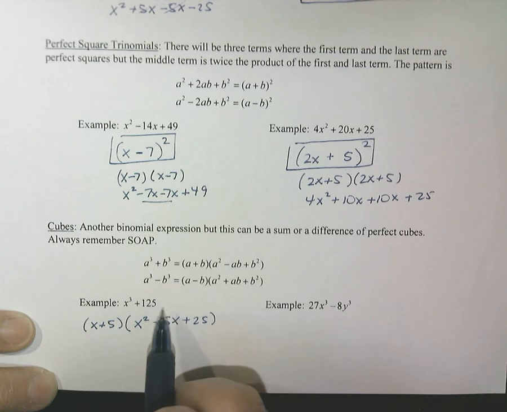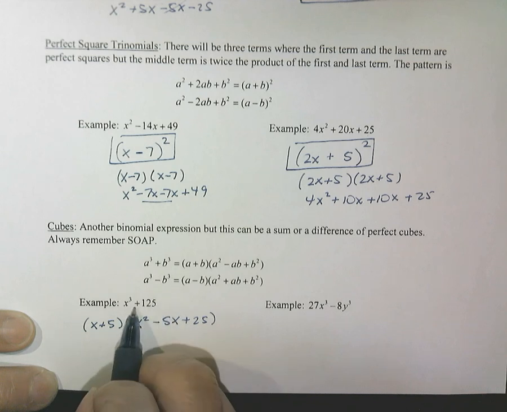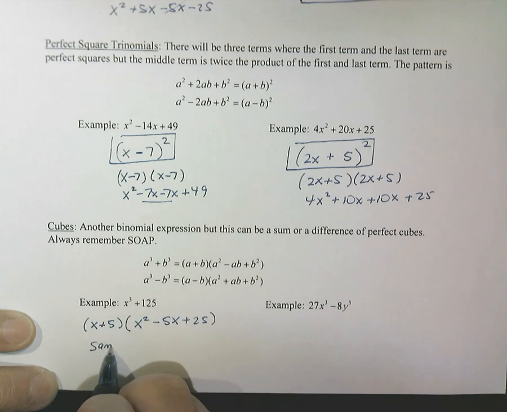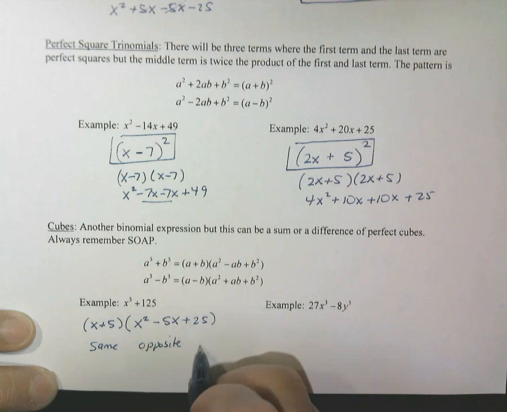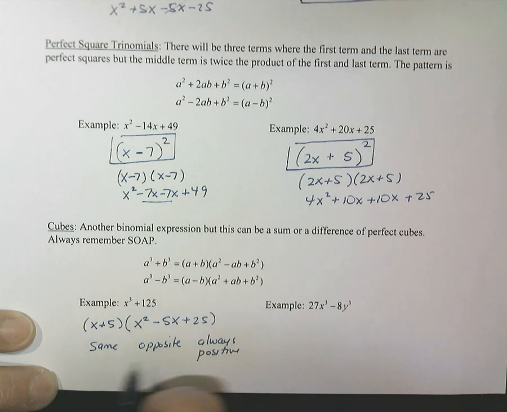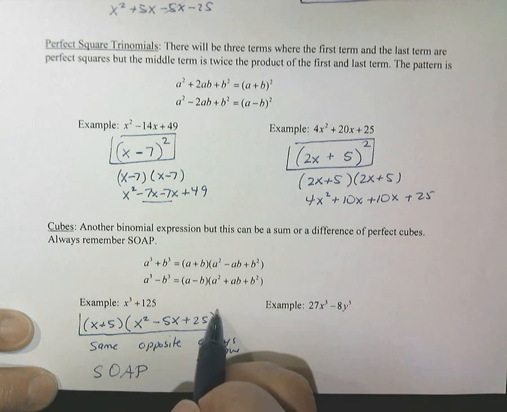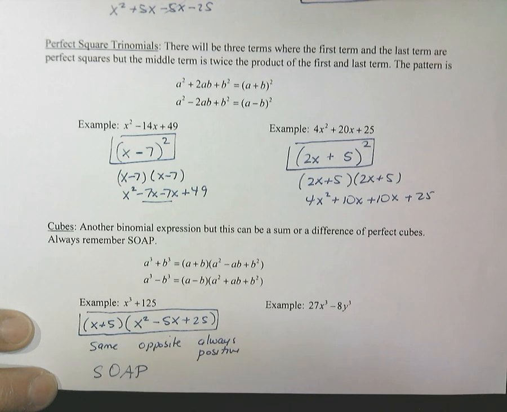And the term SOAP comes in: if I start with a plus sign, the first sign is going to be the same, the second sign is going to be opposite, and the last sign is always positive. Same, opposite, always positive. And you can multiply to check. Okay, same thing with this one.